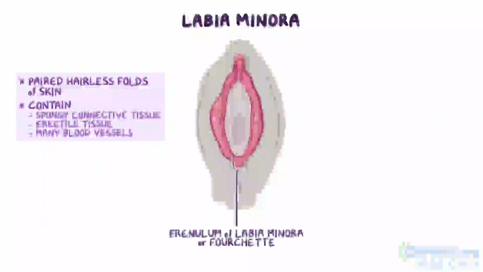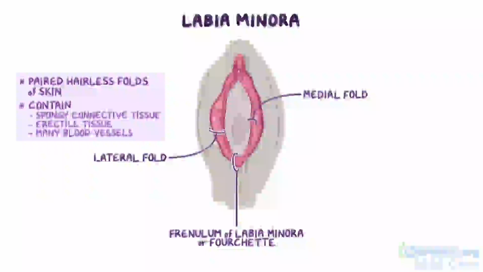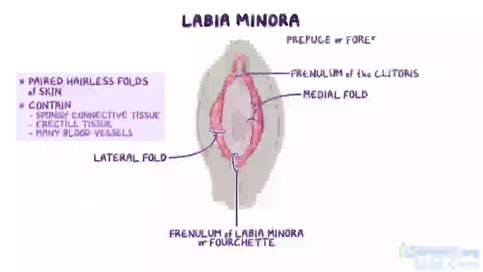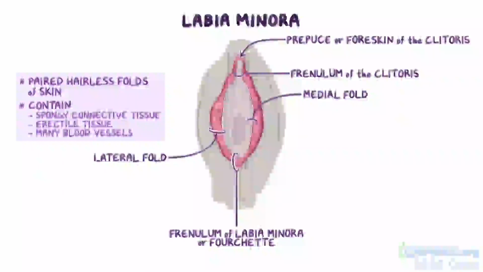Anteriorly, each labium divides into medial and lateral folds. The medial folds unite below the clitoris, forming a pointy extension called the frenulum of the clitoris. The lateral folds unite to form a fold of skin called the prepuce, or foreskin of the clitoris. This fold covers the clitoris, which is the main female erectile organ and counterpart to the penis in males.